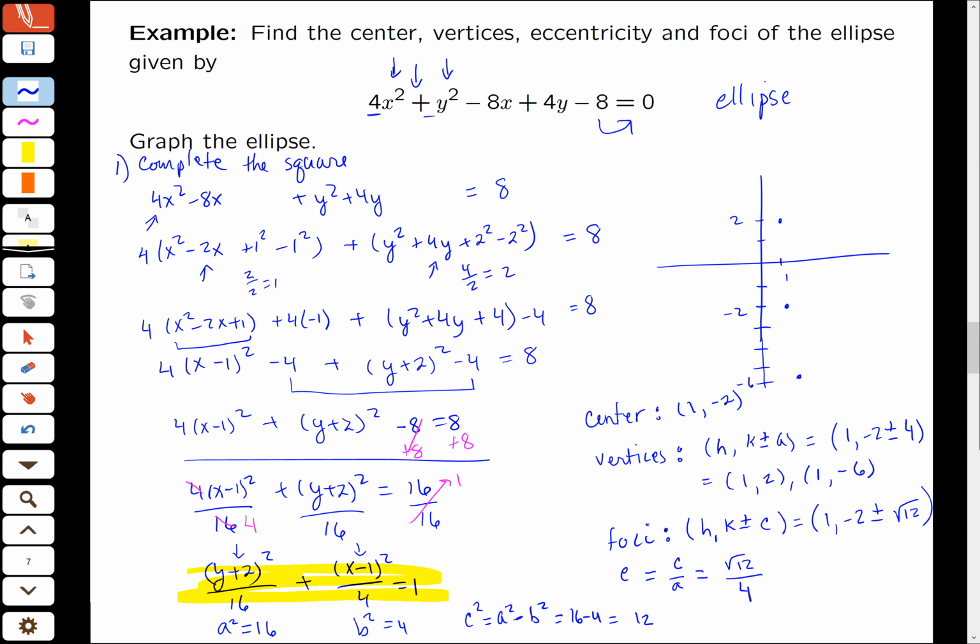Go left and right from your center, the square root of the amount under x. What's the value under x? 4. Take the square root of that. 2. Go left and right 2. So you get it right here and right here. And then you're just drawing your ellipse through those points. All you have to do is find the center, go up and down from the center the square root of the amount under y, go left and right the square root of the amount under x. Join it with an ellipse.